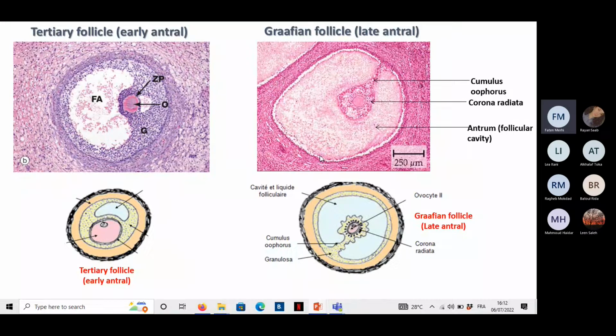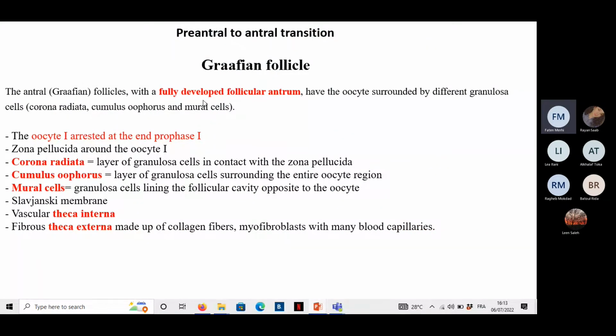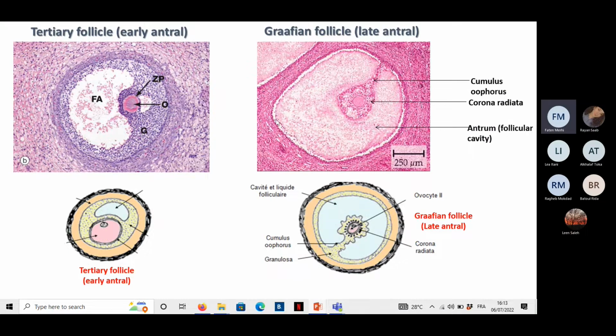And then we have this layer of granulosa cells adjacent to the basement membrane or to the membrane of Slavjensky. They will be called the mural granulosa cells. So the oocyte will be surrounded by the corona radiata cells and by the cumulus oophorus that constitutes like a bridge between the corona radiata and the periphery of the follicle. And we have the mural cells, which are adjacent to the basement membrane. But the most important part of the follicle will be occupied by the antral fluid.